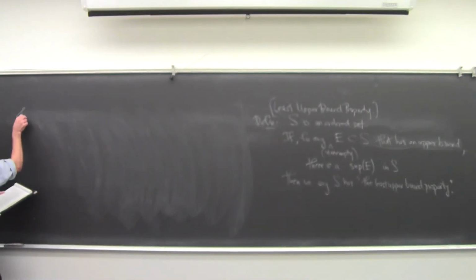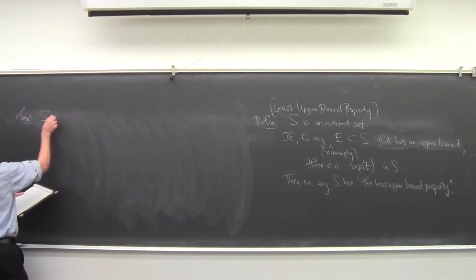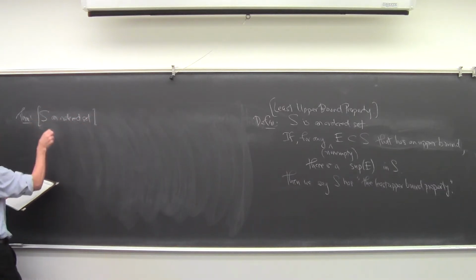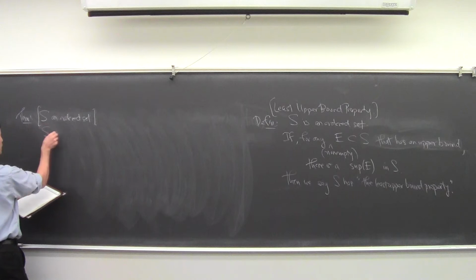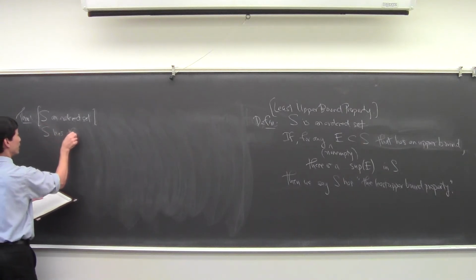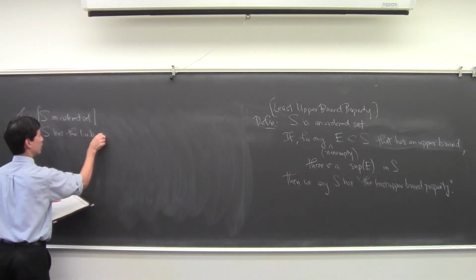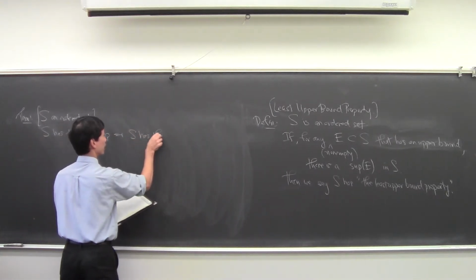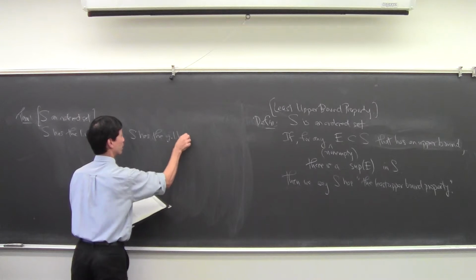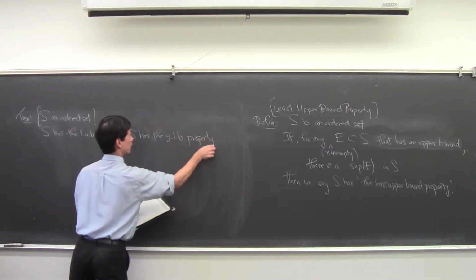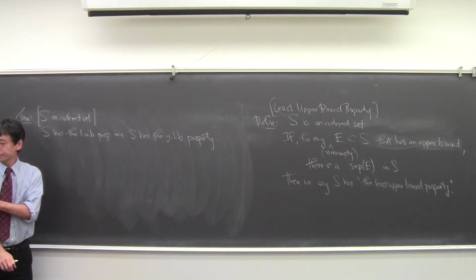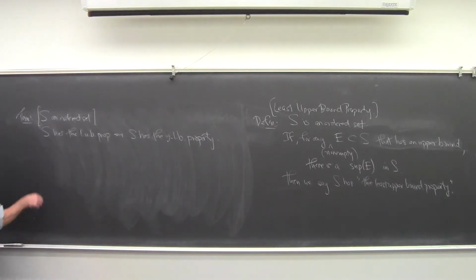Okay, but let's see that. Let S be an ordered set. If S has the least upper bound property, then S has the greatest lower bound property. Okay, so let's think about the proof.